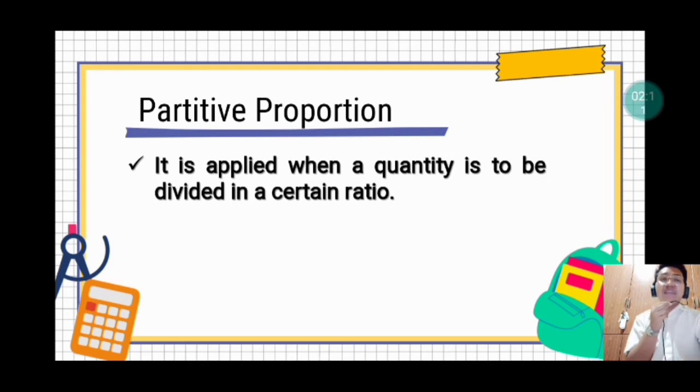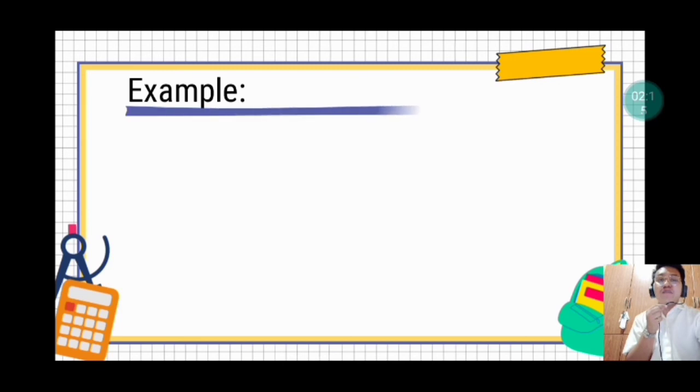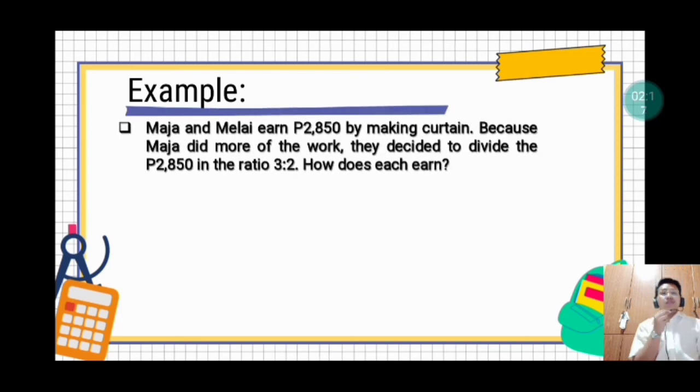So, for better understanding, I have here an example. Okay? So, let us solve this problem. Maha and Melai earn 2,850 by making curtains because Maha did more of the work. They decided to divide the 2,850 in the ratio 3:2. So, how much does each earn?